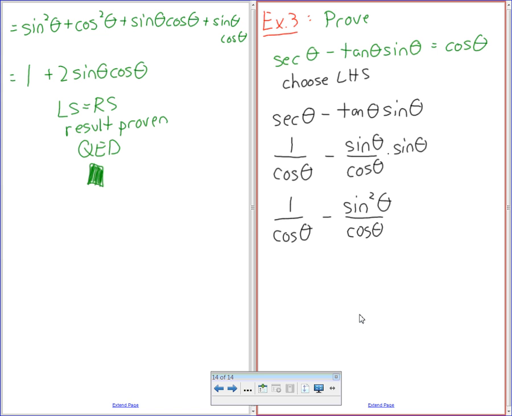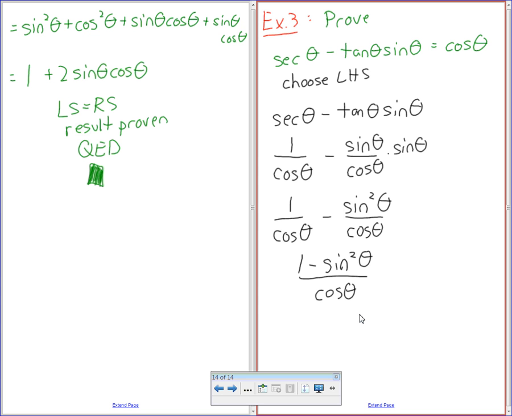Okay, we're getting very close. I have 2 fractions that look to be the same, so I'm going to combine them. That's just teacher's intuition. So I'm going to call that 1 minus sine squared theta over cos theta. We're getting so close I can taste it.